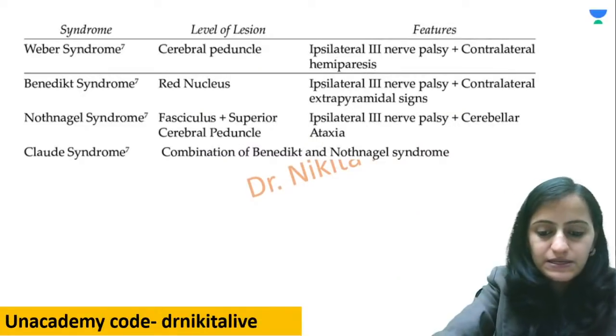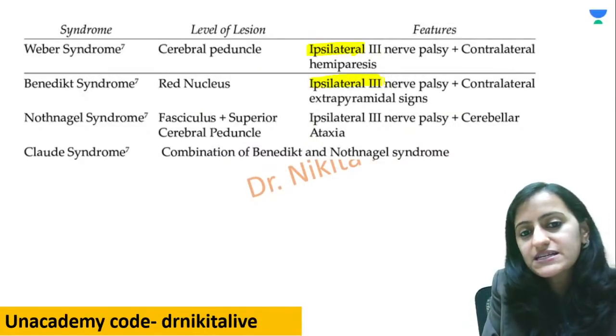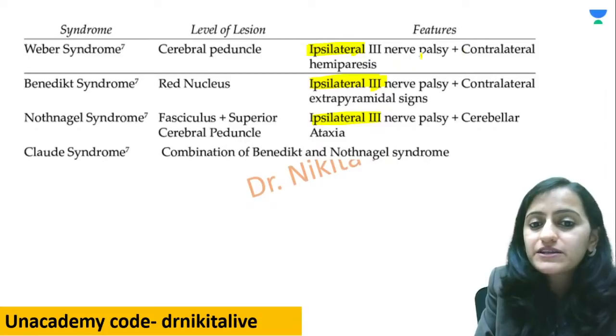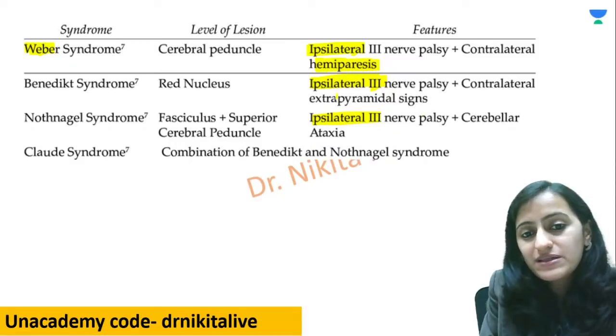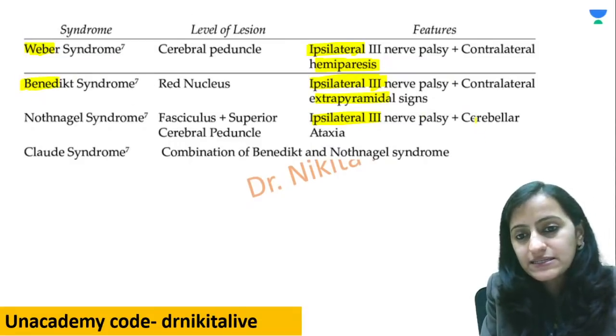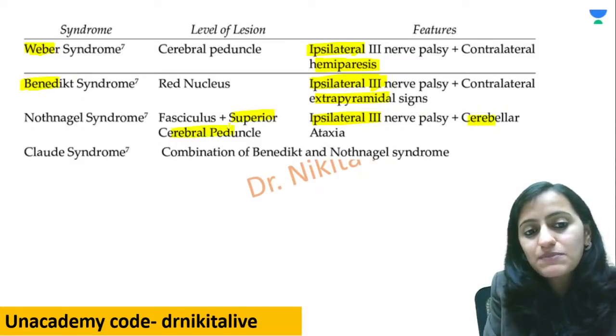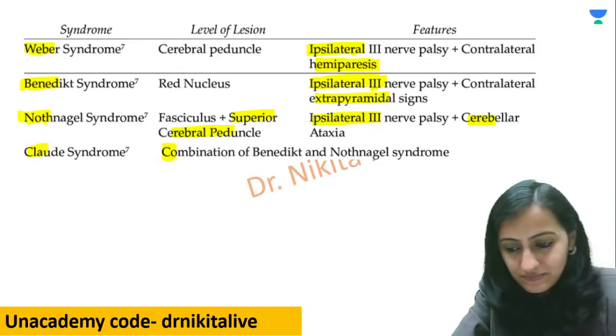So look at the table here. When you have third nerve, everywhere it is ipsilateral third nerve palsy. With contralateral hemiparesis, weakness, that is Weber. With extrapyramidal, that is abnormal movements, Benedict's, bobbing head. Cerebellum, superior cerebellar peduncle, it is Nothnagel, and Claude's is a combination.